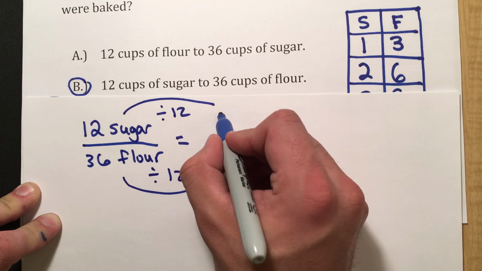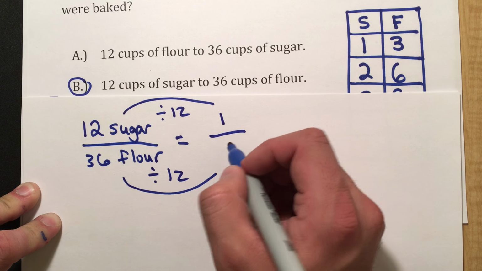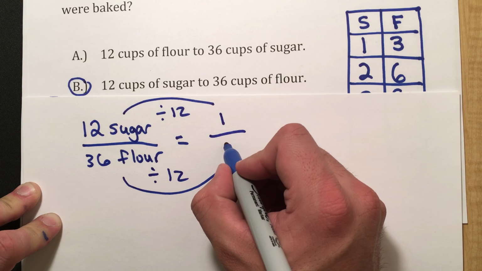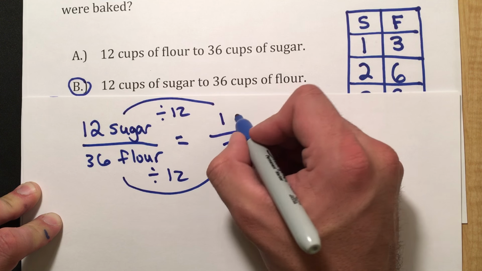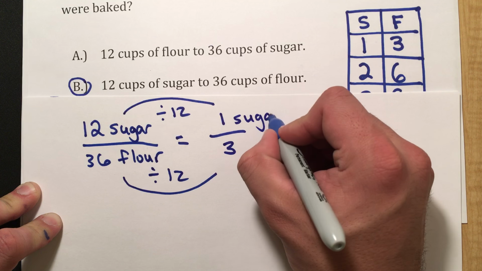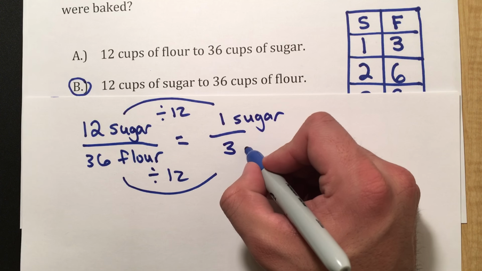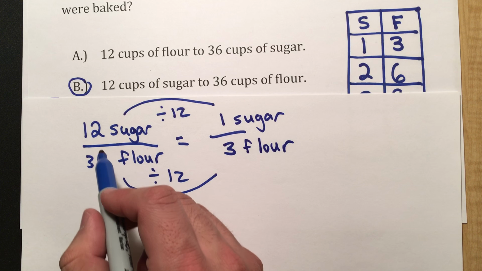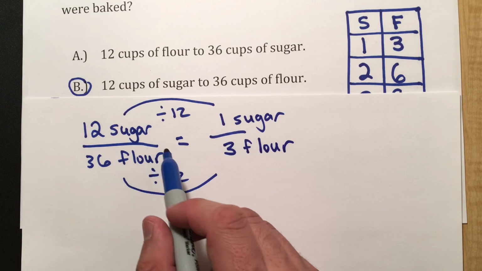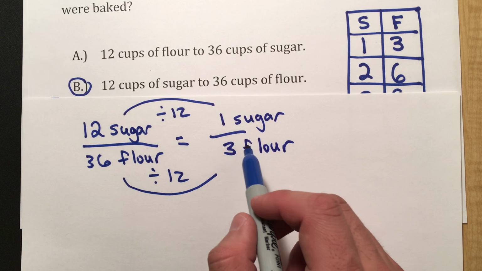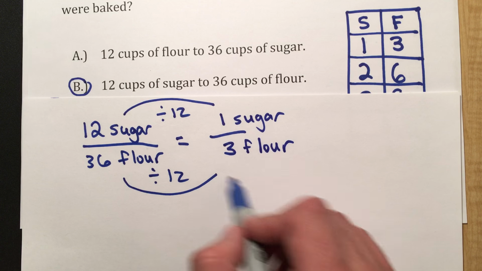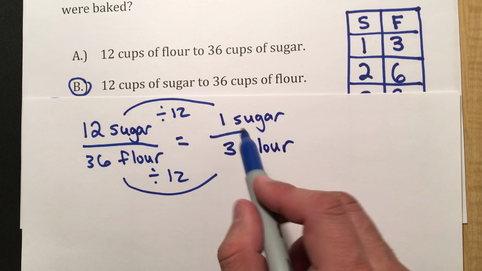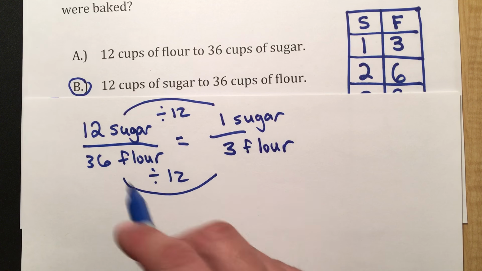12 divided by 12, that's 1. 36 divided by 12, that's 3. And let's go ahead and label our units. We have sugar here, and we've got flour here in the bottom. So 12 over 36 is the same as 1/3. So for every 1 cup of sugar, we need 3 cups of flour. So these are also equivalent ratios.